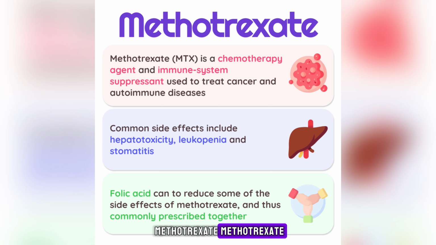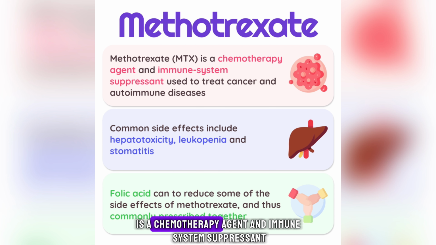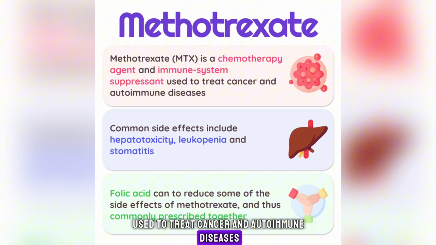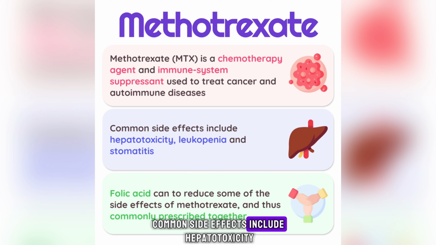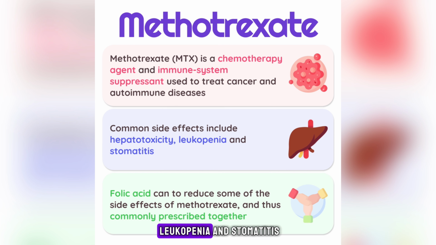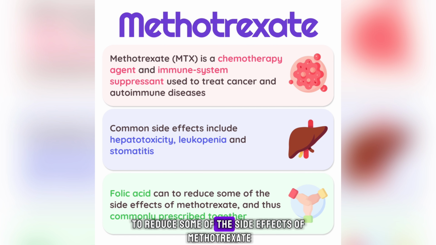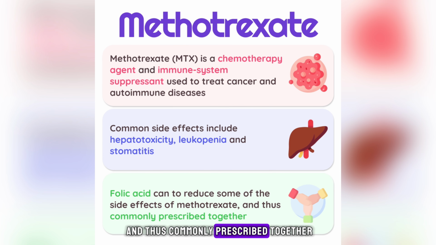Methotrexate. Methotrexate, MTX, is a chemotherapy agent and immune system suppressant used to treat cancer and autoimmune diseases. Common side effects include hepatotoxicity, leukopenia, and stomatitis. Folic acid can reduce some of the side effects of methotrexate, and thus is commonly prescribed together.